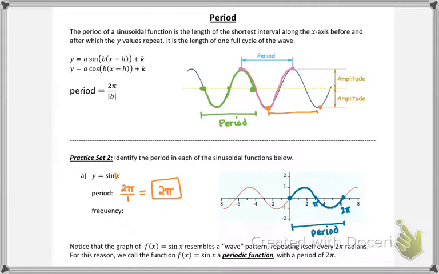Notice that the graph of sine of x resembles a wave pattern repeating itself every 2 pi radians. And for this reason, because it repeats every period of 2 pi, we also call the sine of x function a periodic function with a period of 2 pi. And certainly the period of sinusoidal functions doesn't always have to be 2 pi, depending on how we stretch or compress it horizontally, but they're all going to be periodic, right? They're going to start repeating after a period of time. In this case, it starts repeating after 2 pi.